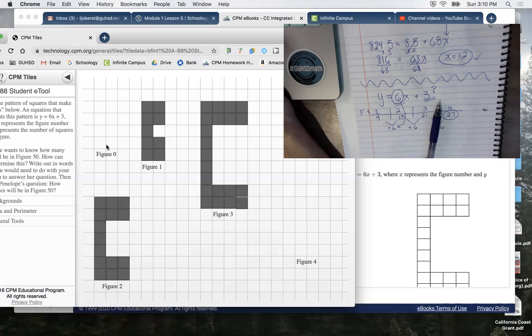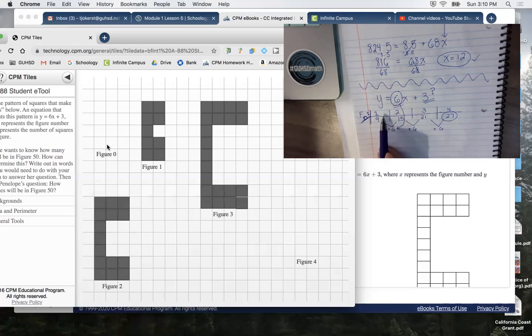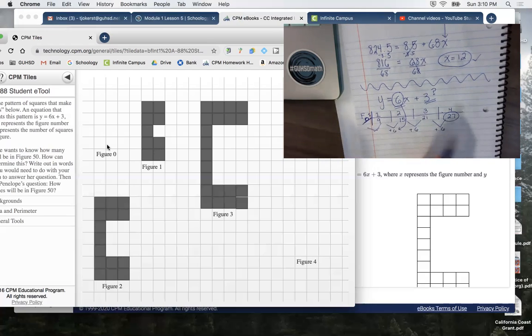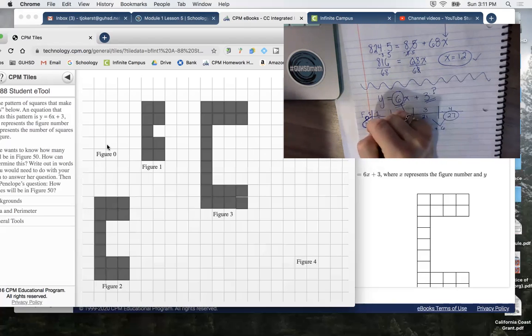If I go to figure 0 now, so I'm kind of backtracking, right? Let's make this a figure 0 instead. If I backtrack from there, I could subtract 6, because I'm adding 6 each time. So if I take 9 and I subtract 6, my figure 0 should actually have 3 of them. Because remember, we need this plus 6 every single time. So my figure 0 has 3 in it.